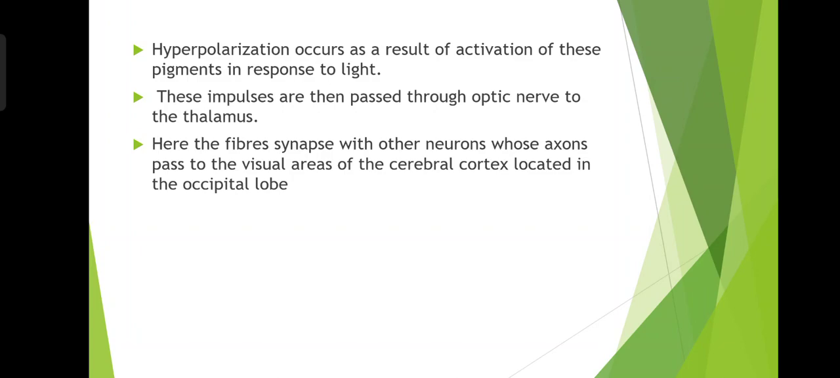These impulses are then passed through the optic nerve to the thalamus. Here the fibers synapse with other neurons whose axons pass to the visual areas of the cerebral cortex located in the occipital lobe.